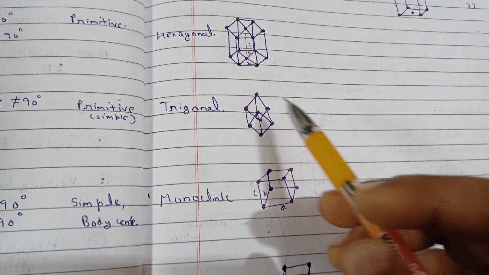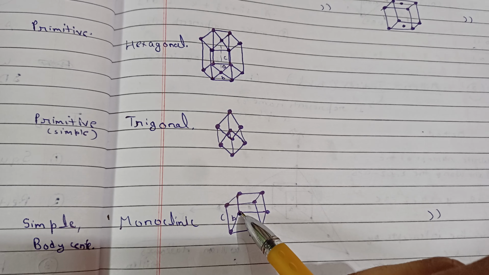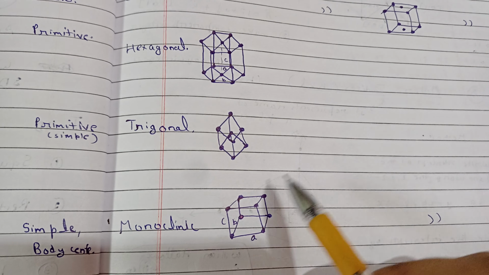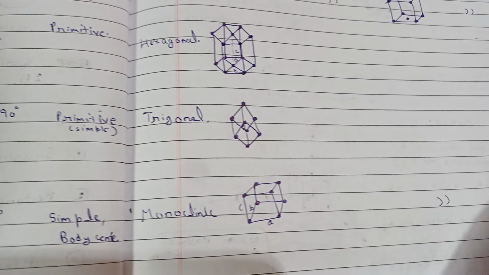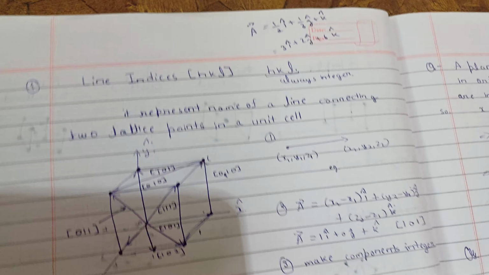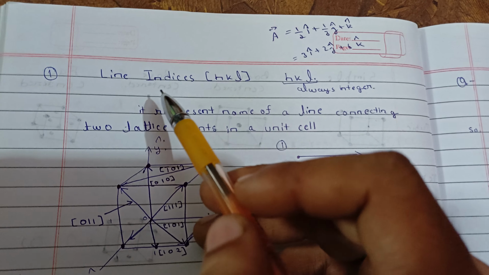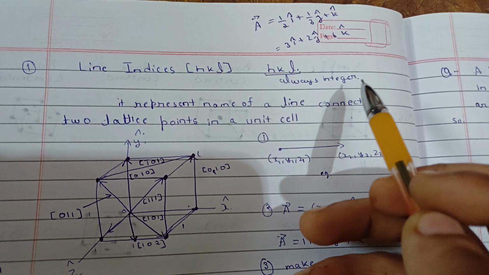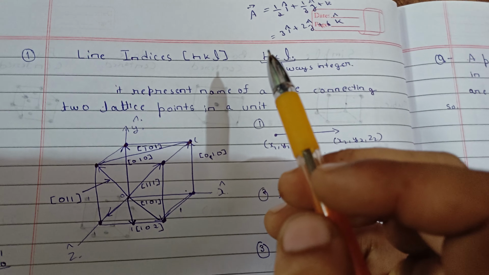And in these structures, if we take this origin, then we can draw a line also to anywhere in the crystal. That line has a name. That line is called the line indices. So line indices we represent by HKL, and they should always be integers. Now you can find the name of any line in the crystal.